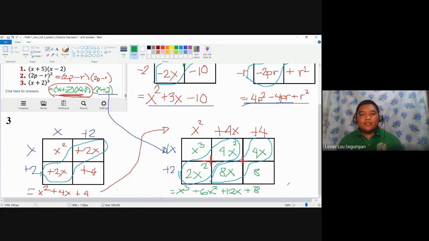So this is the result when we multiply the cube of x plus 2. So you need to examine it properly. What if there are some mistakes here? So you may want to check that one. So as you can see, the result is still correct. So this is the final answer.